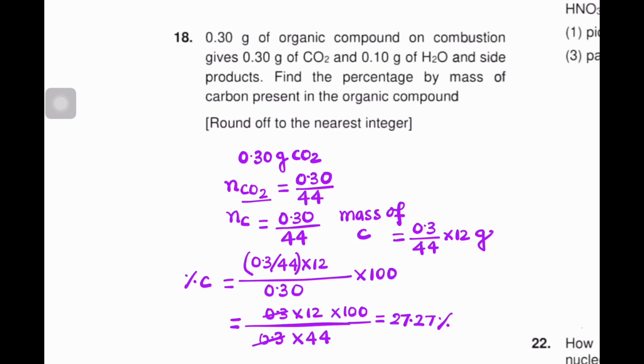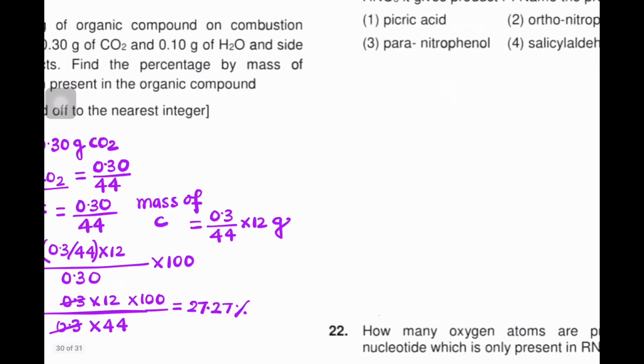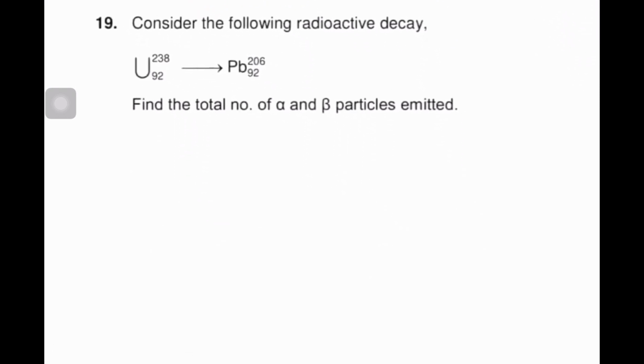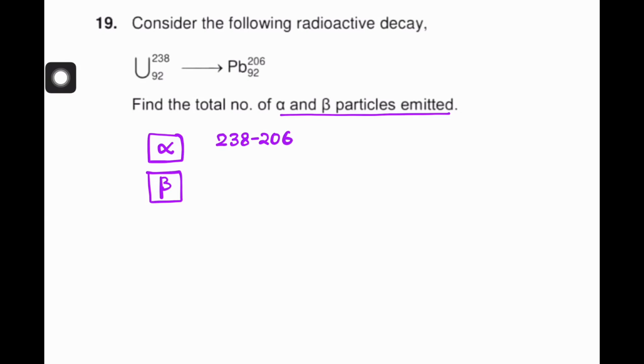Now let's move to the next one. Consider the following radioactive decay and find the number of alpha and beta particles emitted. It is uranium 238 giving you Pb 206, right? We know that when alpha emission takes place, the atomic number is decreased by 2 and the mass number is decreased by 4. When beta emission takes place, nothing happens to the mass number, and the atomic number increases by 1.